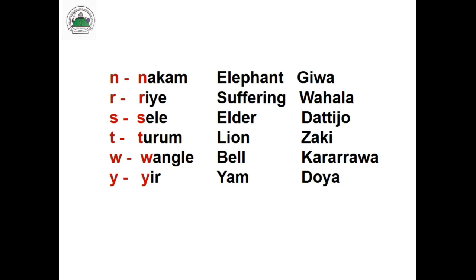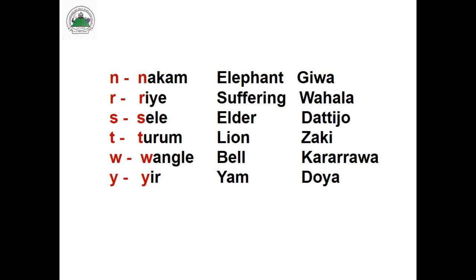Then the next one is pronounced t. It is pronounced t. So the front tongue comes together with the upper front teeth while air is being forced out of the mouth. So the example we have there is turum. It is pronounced turum, which means lion in English, zaki in Hausa.